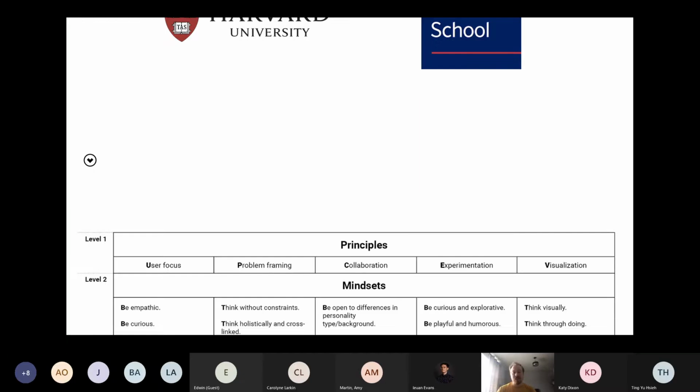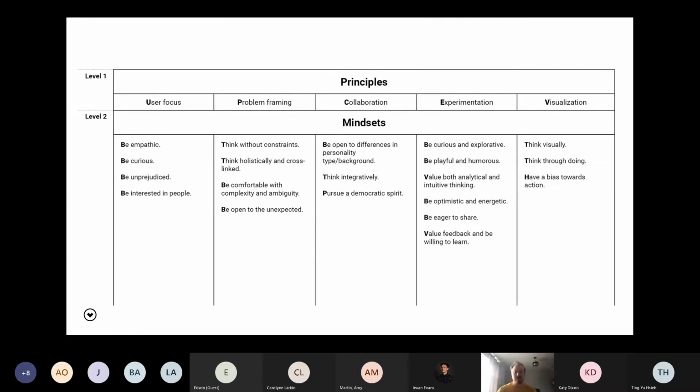But when you boil it down, it's experts and people working together. There are some principles that underpin design thinking, which ultimately is about being user focused. It's about problem framing, so finding out problems but framing them in a good way. Collaboration is core to it. Experimentation, not being afraid to try things and learn. And then visualizing concepts, prototypes and ideas. And then there are mindsets that sit under that. I'm not going to talk about all that because it takes ages, so you can come back and look at the video. I think that's for you to take away.